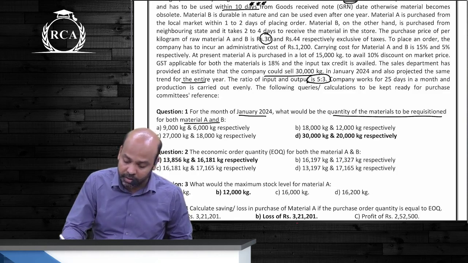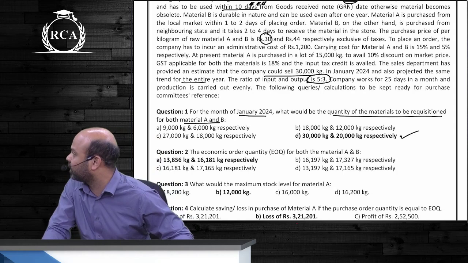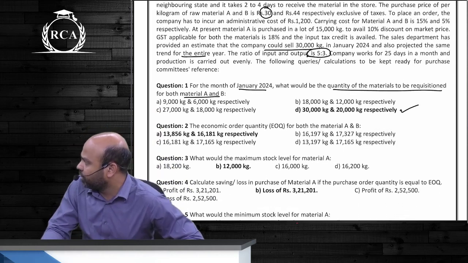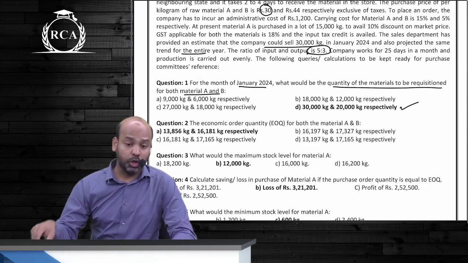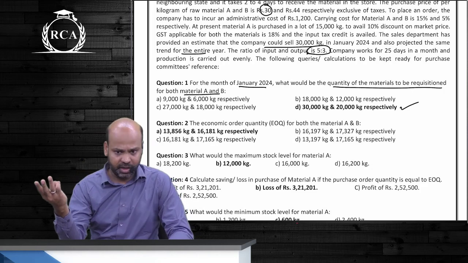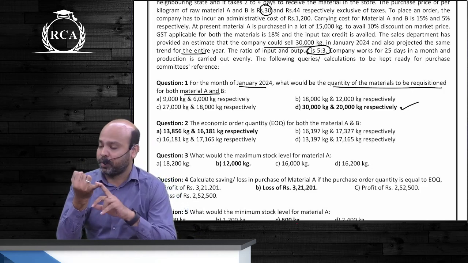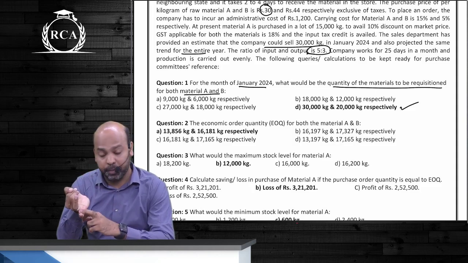material A and B? Answer already decided, beta, it is 30,000 and after that beta, they're asking us to compute EOQ for both the materials. To compute EOQ, there are only 3 variables that we need. Annual requirement, cost per order, carrying cost per unit per annum.